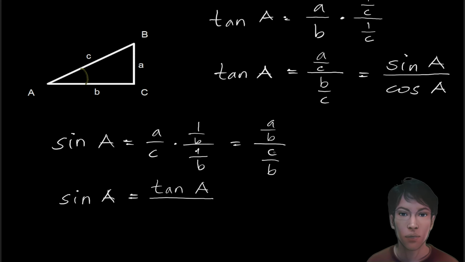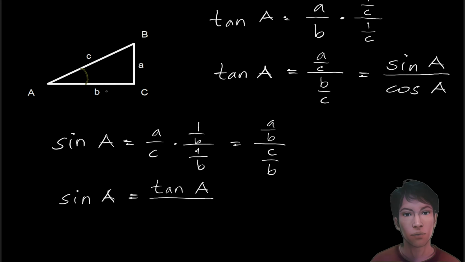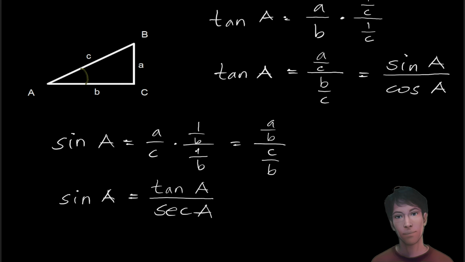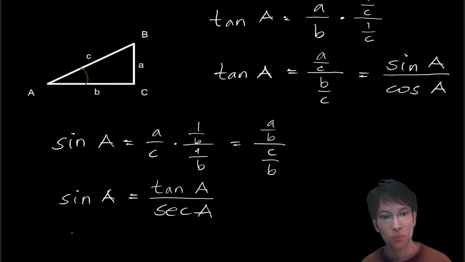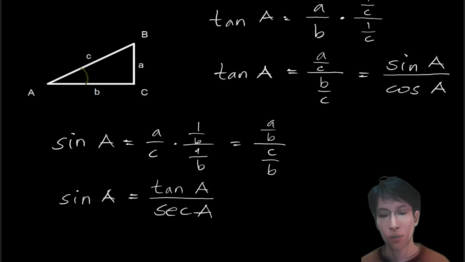What is C over B? So C over B is the inverse of B over C. B over C is cosine, so the reciprocal of B over C, C over B, is secant. So this is secant A. Alright, so I leave the other function, cosine A, for you to derive.